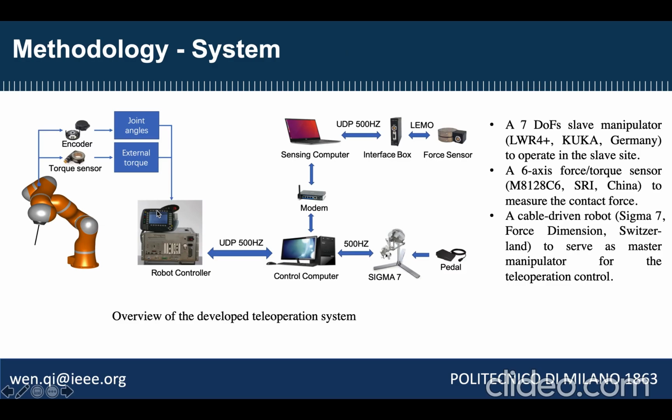There are 3 primary equipment I use in the real teleoperation system. The first one is the 7 degrees of freedom slave manipulator to operate the slave side. And the second one is the 6-axis force sensor to measure the contact force. And the third one is a cable-driven robot to serve as master manipulator for the teleoperation control.